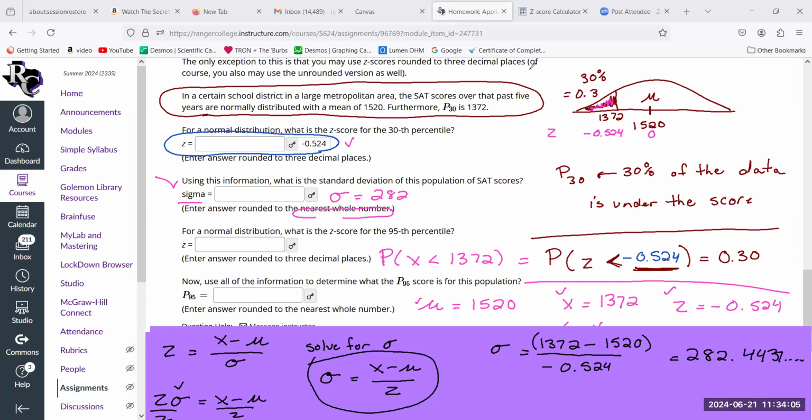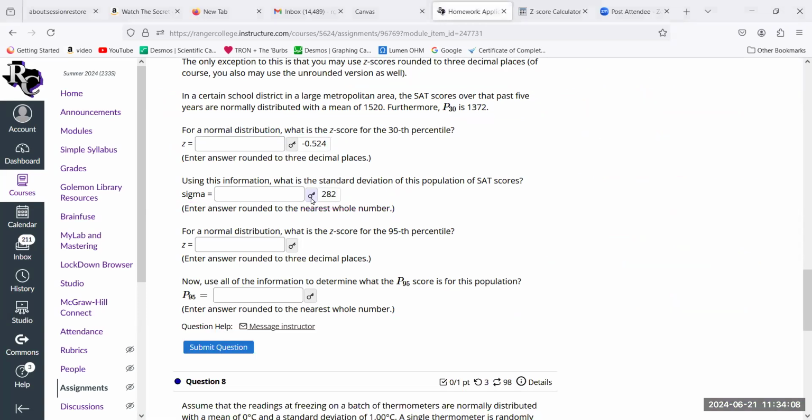So let me clear everything. We'll turn this on now. So we have our sigma. So what we're being asked to find now is, for a normal distribution, the z-score for the 95th percentile. So this is very similar to when we were figuring out P30. So we know this distribution is centered here. And I just need the z-score for it. Okay.